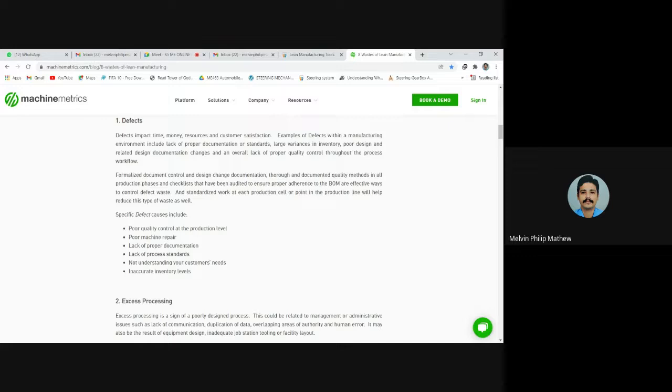Then large variances in inventory. How do these variances occur? They occur in one way only: when defects happen, we are throwing out the defective product. So the inventory will never be satisfied according to the demand.